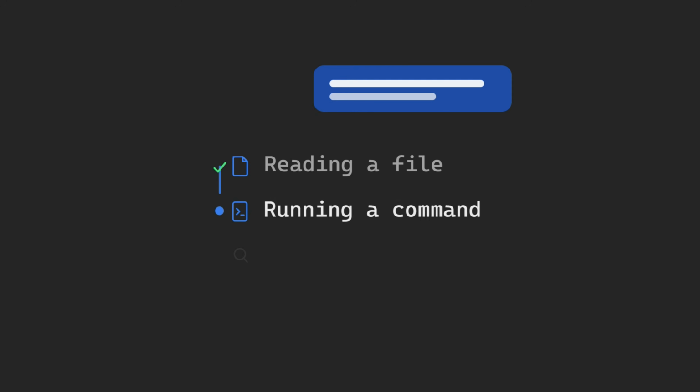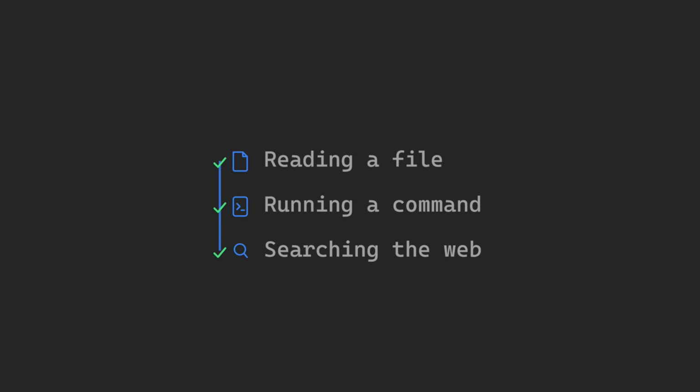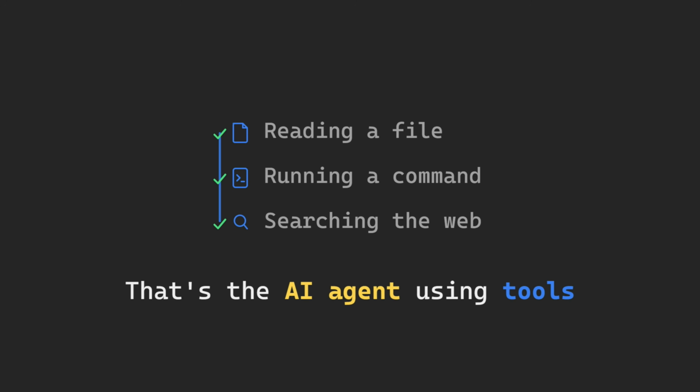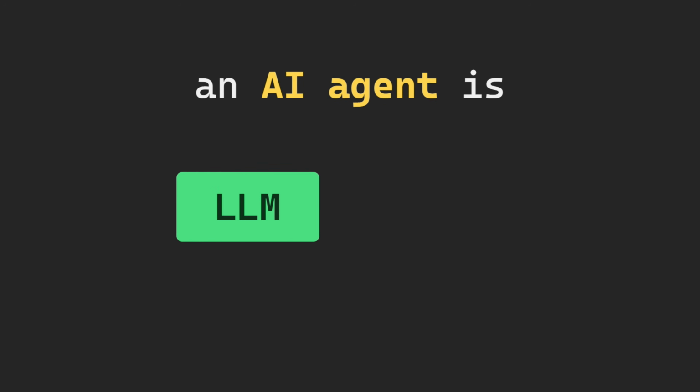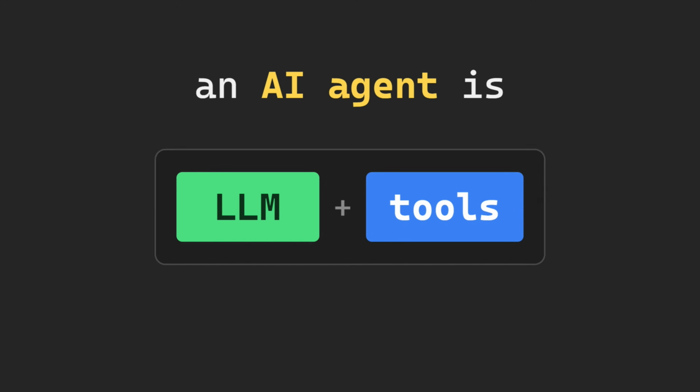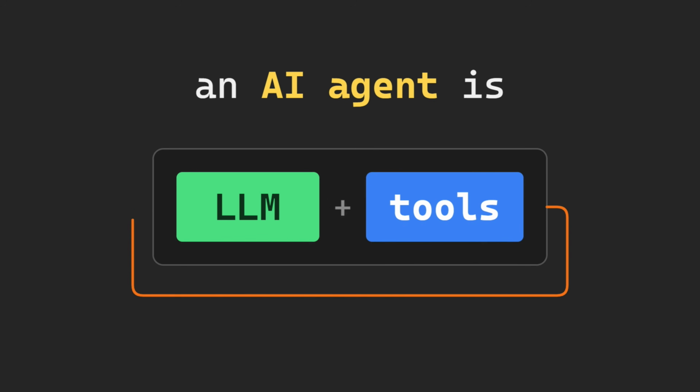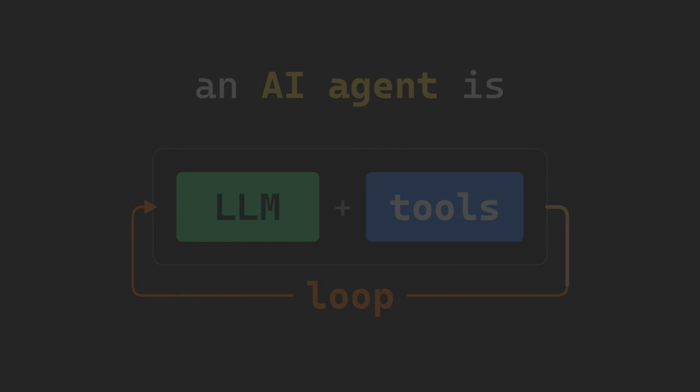You've probably seen this when working with an AI assistant: reading a file, running a command, and searching the web. That's the AI agent using tools. An AI agent is a language model with tools running in a loop. And that's the basic form of it. So let's give it something to do.